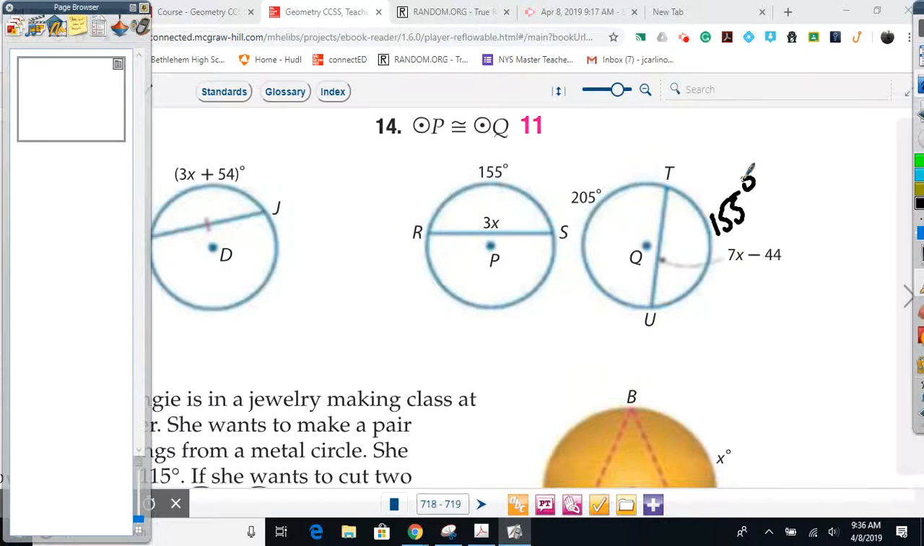You're good right there. What do I know about these two arcs now? I have a theorem. If the arcs are congruent, so are the, what are these? Chords. So if arcs are congruent, so are the chords. Good? Okay.